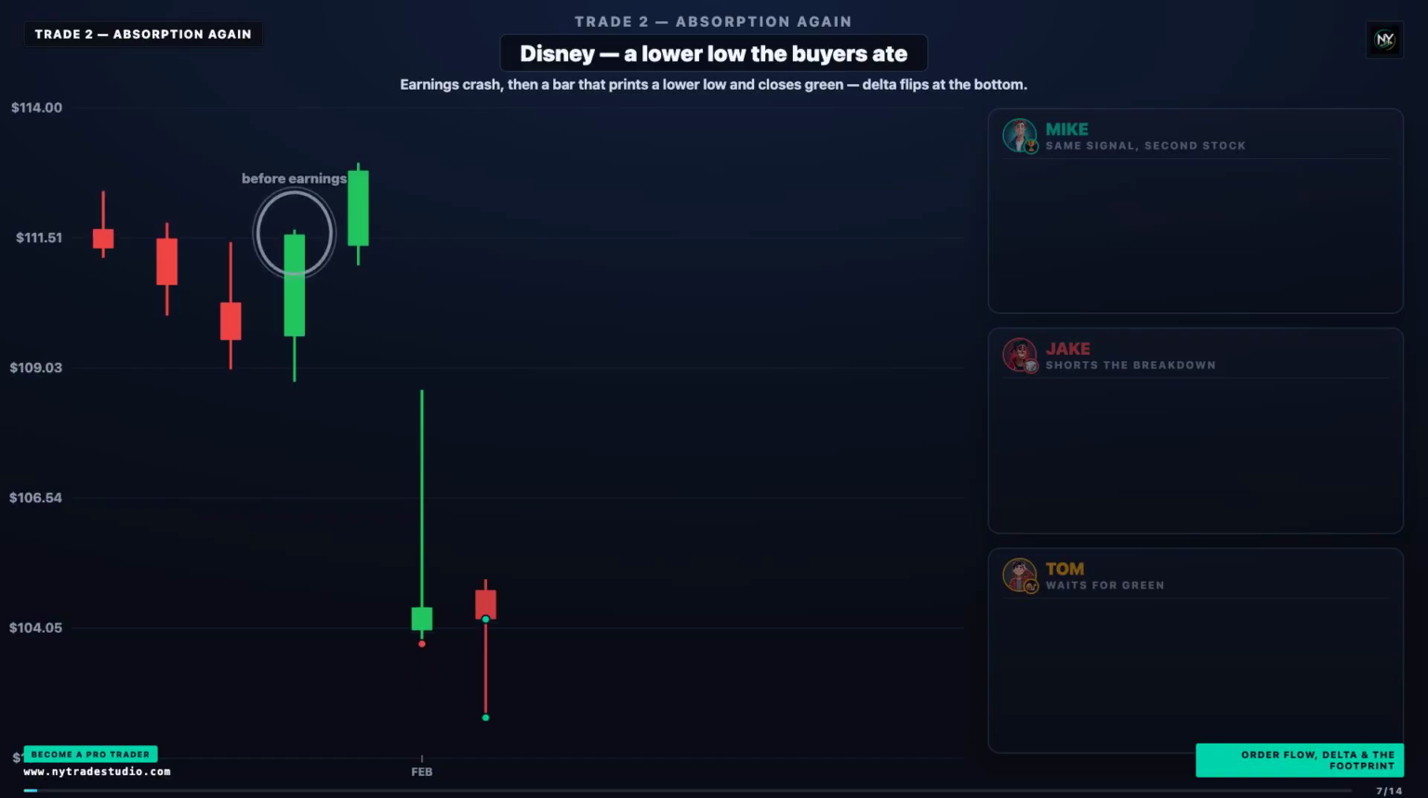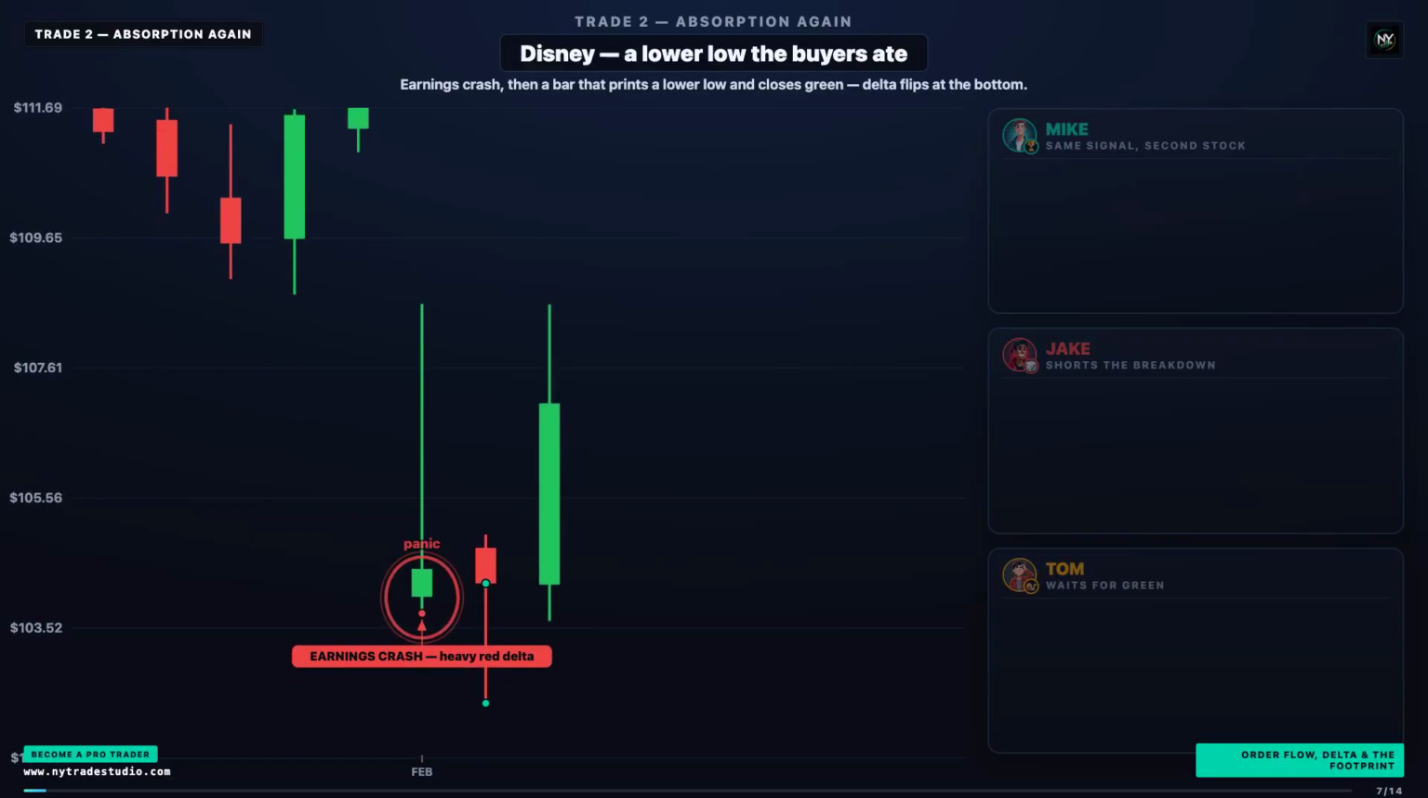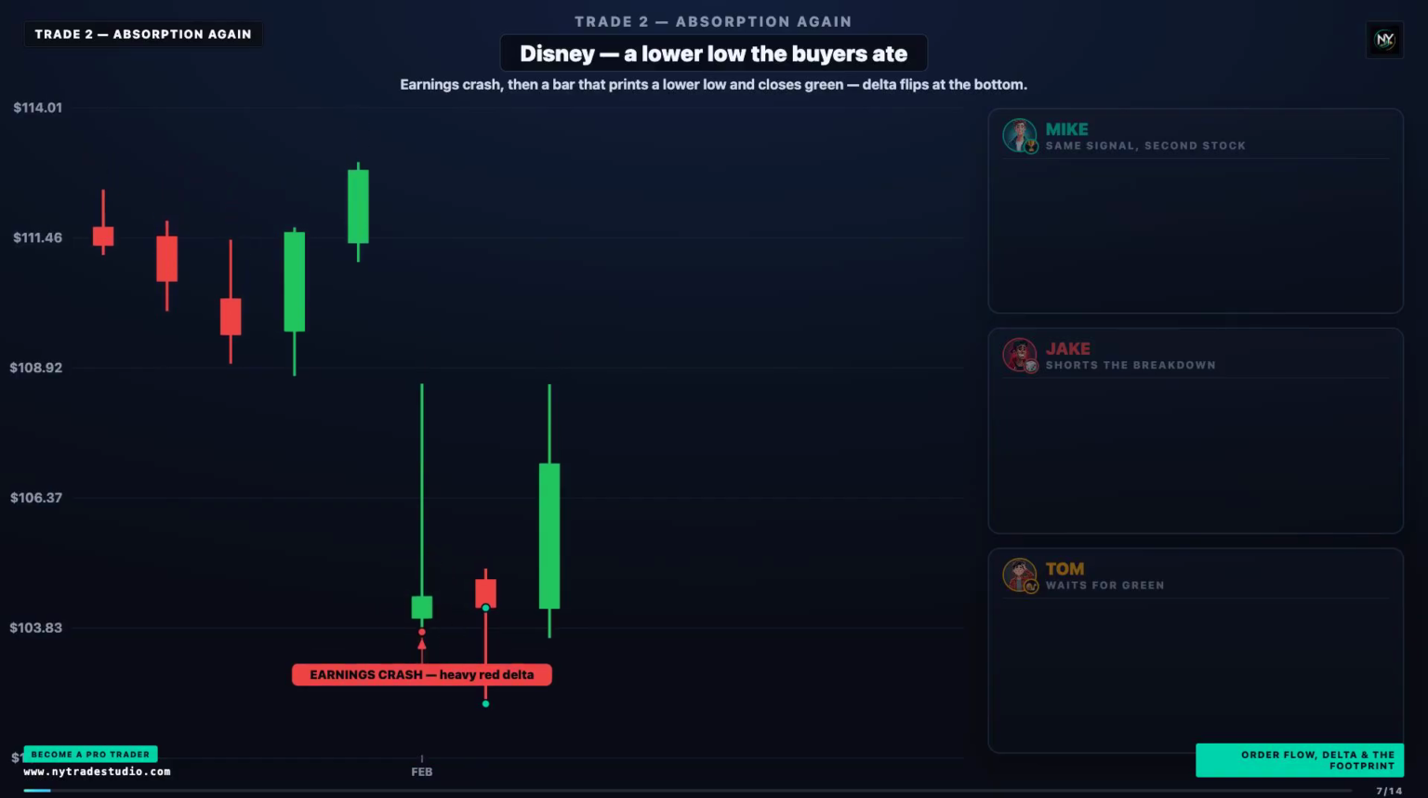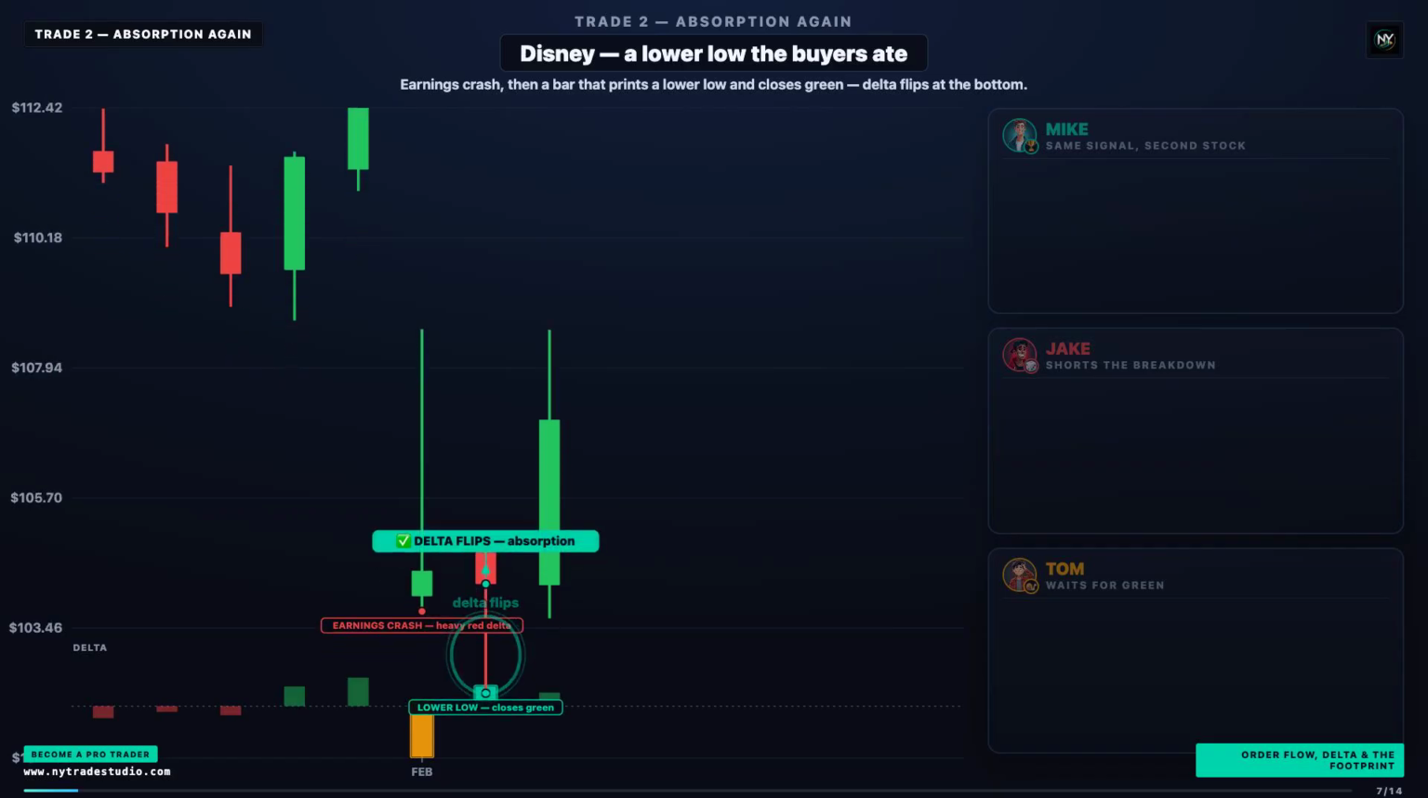This is Disney on earnings. The report misses and the stock gaps down hard. A wall of red delta, a true panic day. The next session price actually prints an even lower low. By price alone, it looks like the bleeding is just getting worse. But look at the delta strip again. That lower low candle closes green and the delta flips positive. The buyers quietly ate the entire morning of selling.